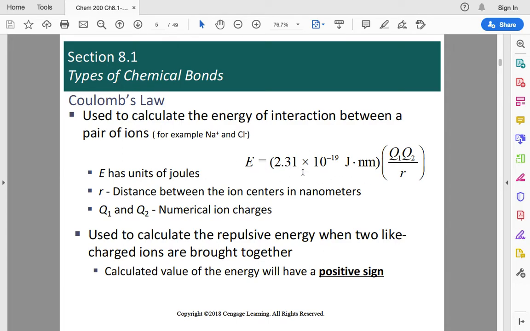And there's a constant here, and then Q1 and Q2 are going to be the numerical charges. So if Q1 represented my sodium, this would be a +1 charge, so +1, and if Q2 was my chlorine, this would be a -1. And it would be divided by the distance between the two centers of our ions, right? The sodium ion and the chloride anion.